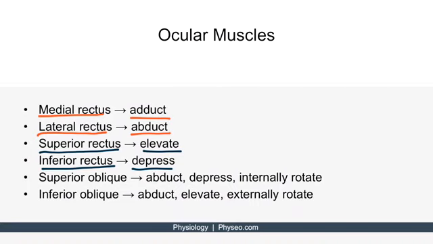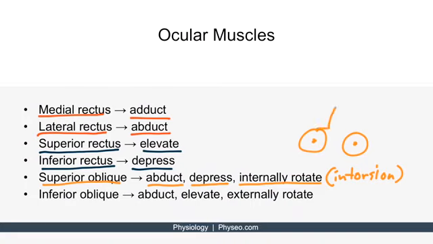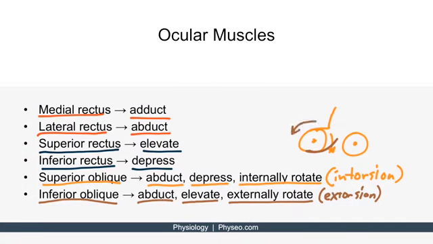Now when we start talking about the oblique muscles, starting with the superior oblique muscle, this will actually abduct the eye, and then it will depress the eye, bring it lower, and it will internally rotate the eye, which is also called intorsion. So if we have both eyes right here, the superior oblique, when it's stimulated, will cause the eye to move in, intorsion. The inferior oblique, similar to the superior oblique, will abduct the eye, but it's opposite in that it will elevate the eye and externally rotate the eye, or extorsion. When the inferior oblique is stimulated, it'll cause the eye to move out that way, so extorsion.